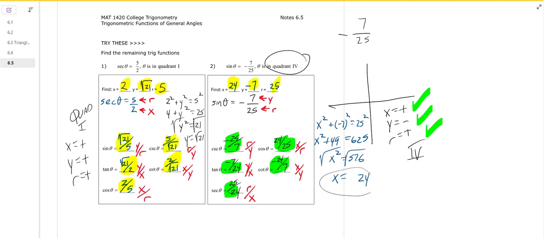You get a Pythagorean triple, so x would be positive 24. And again, once you find x, y, and r, and if you know your definitions, you just put them in the ratios, and then you got it.